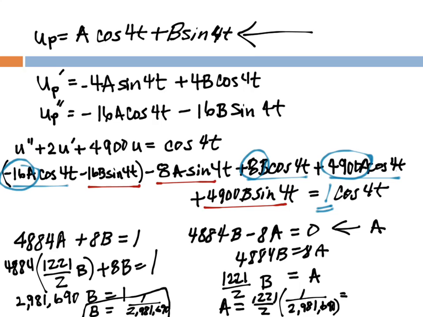It won't simplify. It's 1221 over 5,963,380. Okay, over what was the number? 5 million 963,380. Awesome. What beautiful numbers.